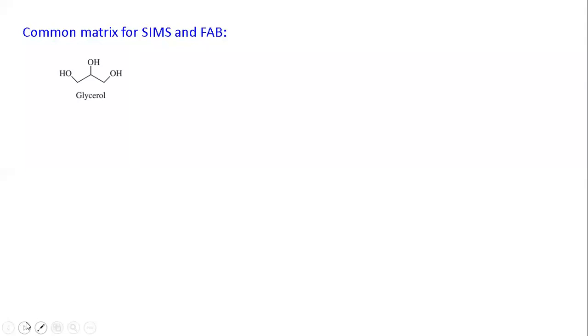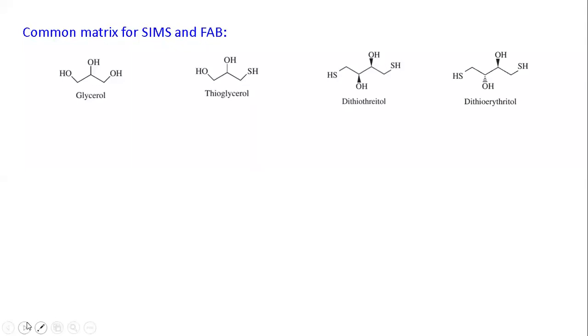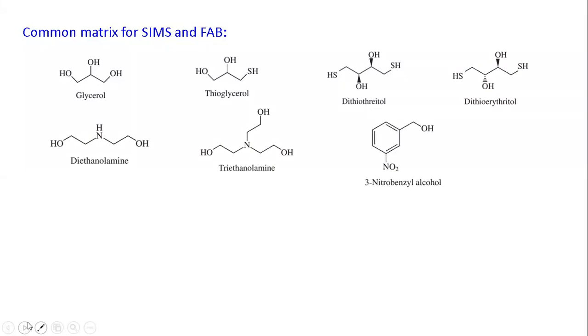We have glycerol, thioglycerol, dithiothreitol, and erythritol. You have diethanolamine, triethanolamine, and 3-nitrobenzyl alcohol. So these are utilized in the SIMS and FAB methods: secondary ion mass spectrometry and fast atom bombardment.